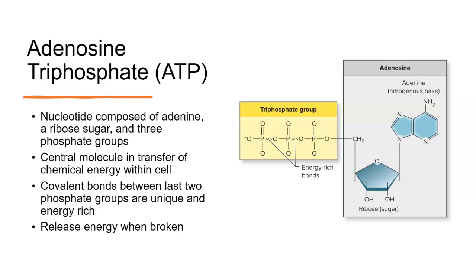So it's a nucleotide that is composed of an adenine, which is a nitrogen-containing base, a sugar, and 1, 2, 3 phosphate groups. Tri means 3. So adenosine triphosphate. Okay? This is the molecule in the transfer of chemical energy that allows us to live. There are covalent bonds between the last 2 phosphate groups that are very unique and rich in energy, and they release that energy when we chemically break those bonds.